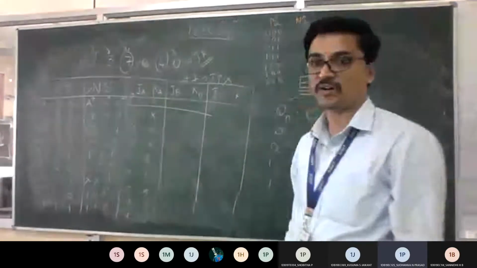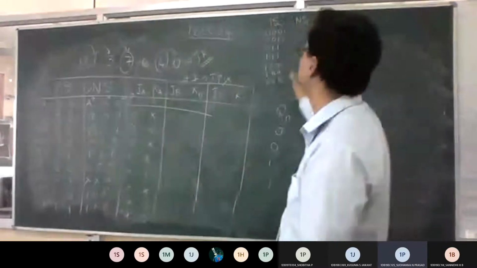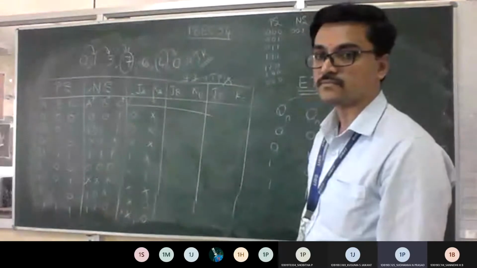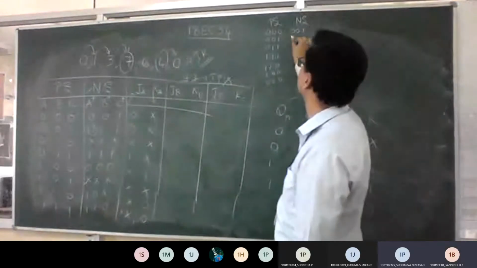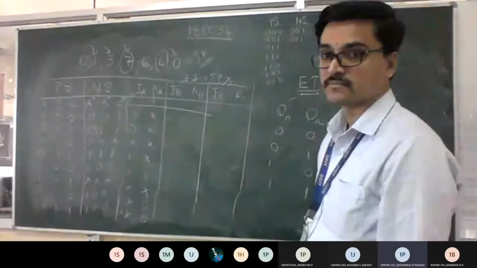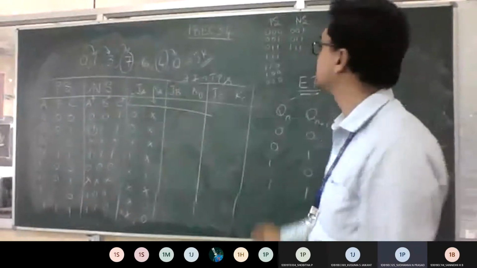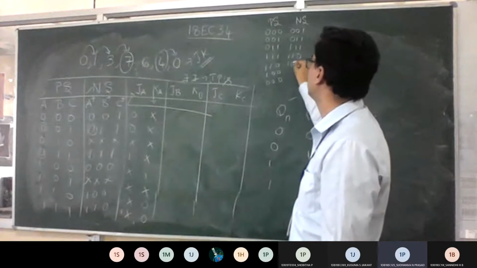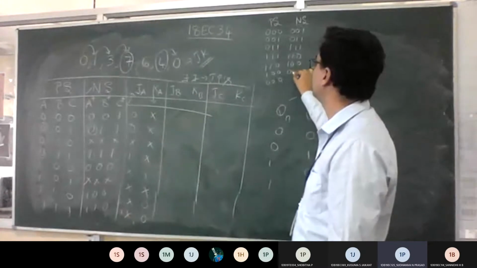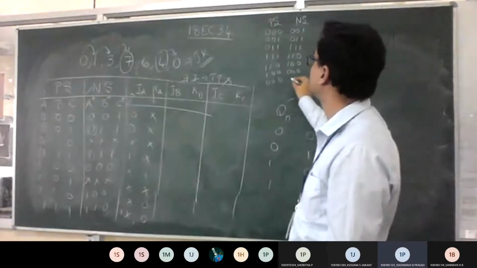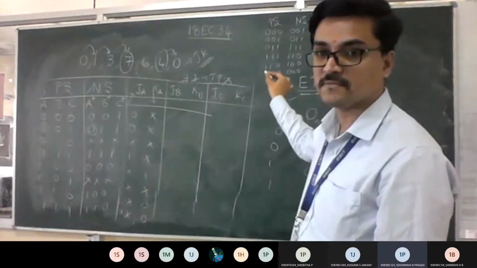So for 0, 0, it will be 1, 0. For 1, it will be 3. Then for 3, it will be 7. Then for 7, it will be 6. Then for 4, it is 0. Then again for 0, we'll write 0 only.